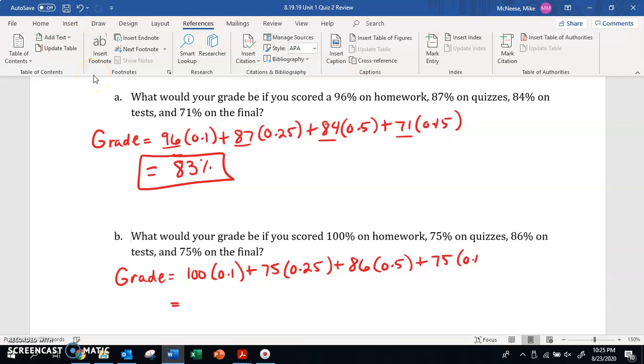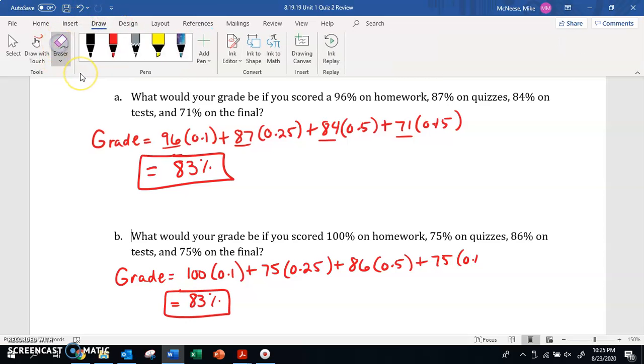an average of 83%. And I just now realized that I put 83 here when this one was actually 84. This one is 83. So this is 84%.